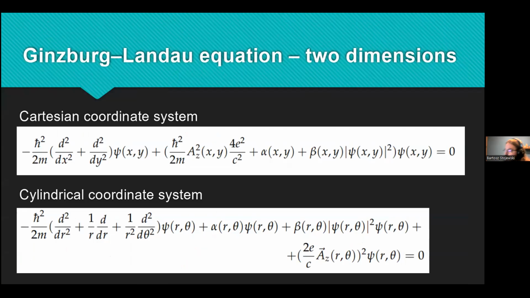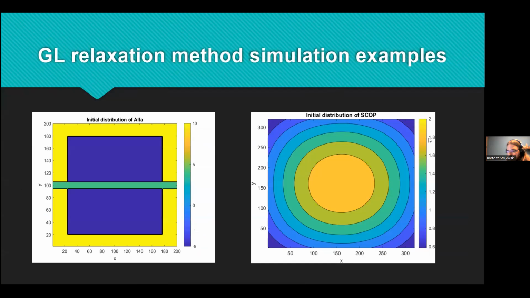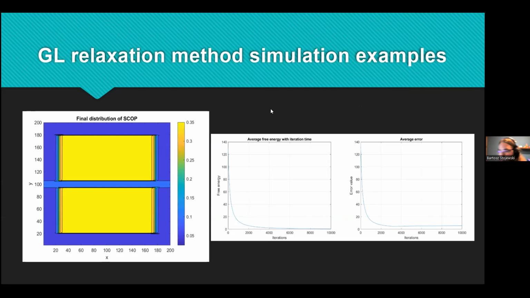For 2 dimensions, the GL equation will have 2 forms, depending on if we use Cartesian or cylindrical coordinate system, and those equations are presented on the slide right here. Then we proceed to the GL relaxation method simulation examples. First is a Josephson junction with initial distribution of SCOP being a large single peak covering all grid, and this is the obtained result.